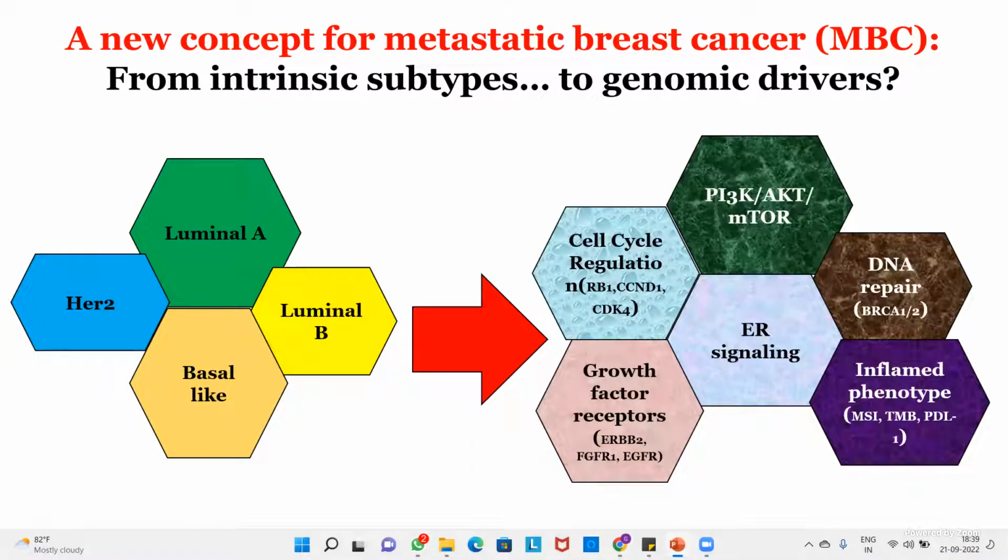Well, we've moved beyond these intrinsic subtypes, such as your luminal A, your HER2 positive, and your basal-like subtypes. We're now looking for genomic drivers. We're looking for alterations in the PI3K pathway, DNA repair genes, resistance mechanisms in the ER signaling pathway, and growth factor receptors like FGFR1 amplification. While there's no targeted therapy, it does tell us what line of chemotherapy will and will not work for our patients. So this allows us to have targets that can help us personalize treatment strategies in patients with breast cancer. Next, please.